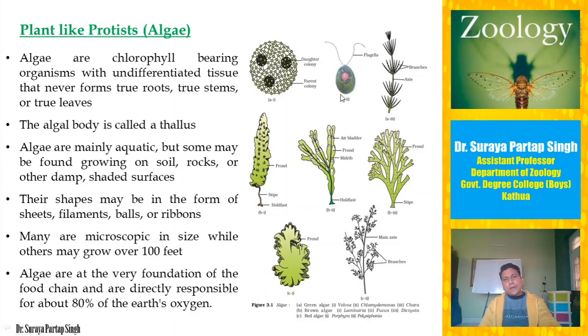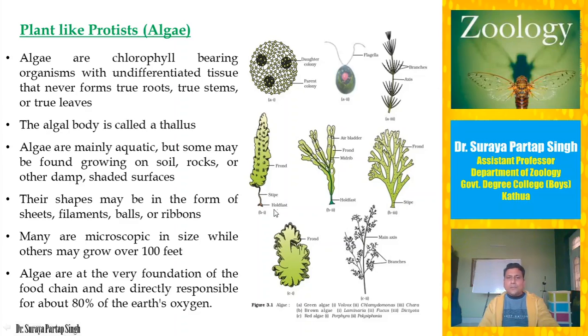Algae may be multicellular, they may be unicellular. For example, you can see this figure. This is Chlamydomonas, a single-celled or unicellular alga, and these are all multicellular algae. This is the colonial alga Volvox. So they may be unicellular, colonial, or multicellular. But when they are multicellular, they do not have differentiated tissue. They have undifferentiated tissue. As such, they do not form true roots, stem, or leaves.